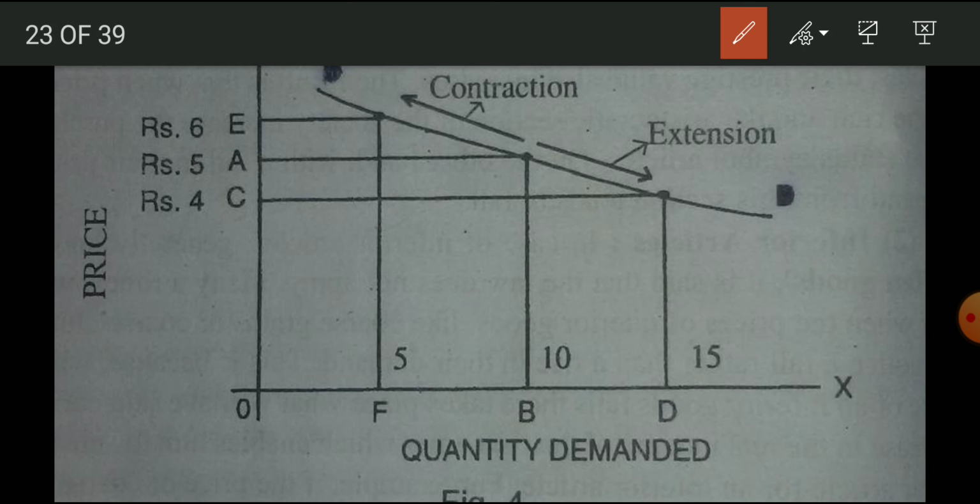So here is, chart is given. For example, here is normal price, current price, that is rupees 5. At that time, demand will be 10. So in x-axis, you have to write quantity demanded, and in y-axis, you have to write price. So at current price, rupees 5, rupees 5 is current price. So at that time, demand will be 10 units.